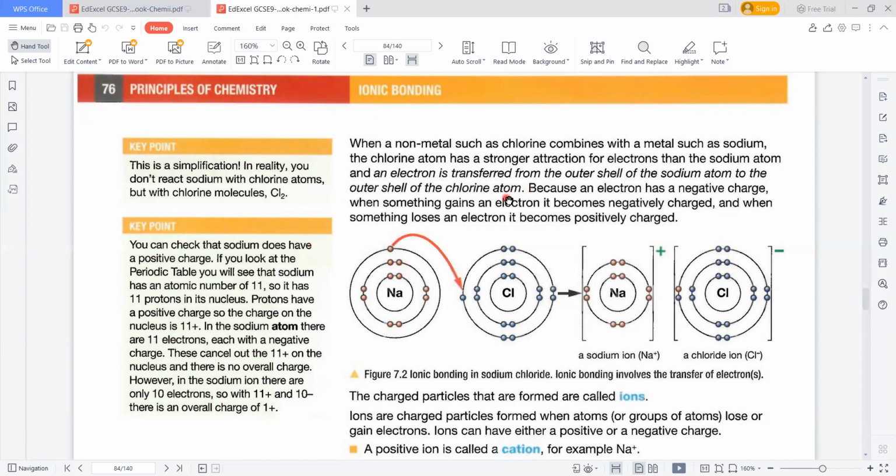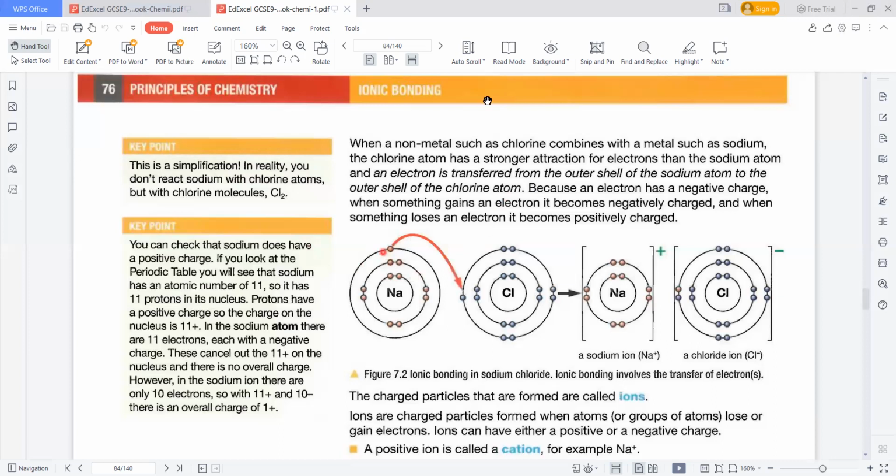Now, the next thing is that chlorine is a non-metal and a good electronegative element. Chlorine will try to accept anything. It will try to attract electrons nearby. That is why sodium feels happy to donate and chlorine feels happy to attract the electron.